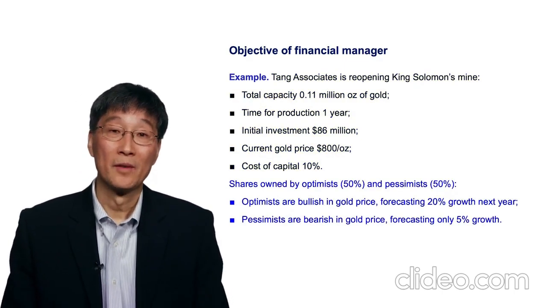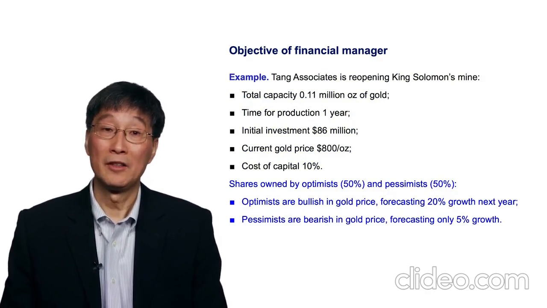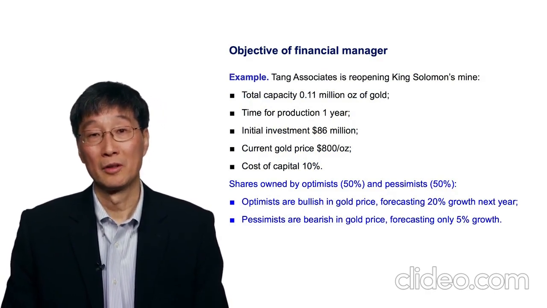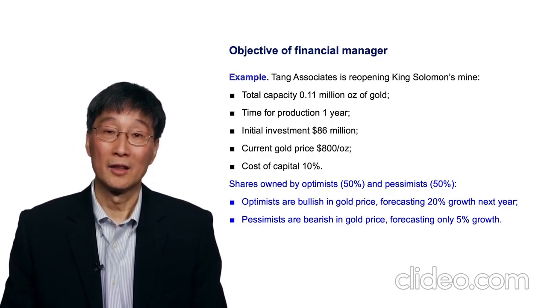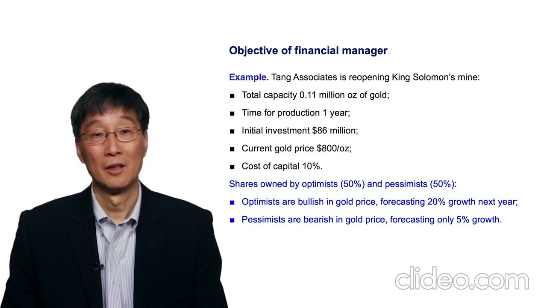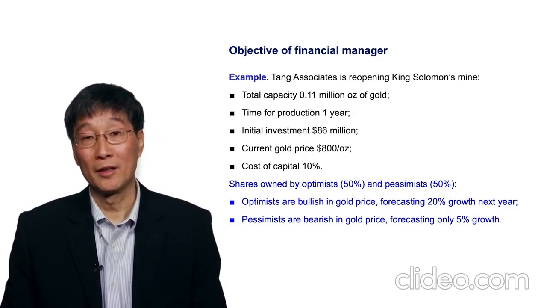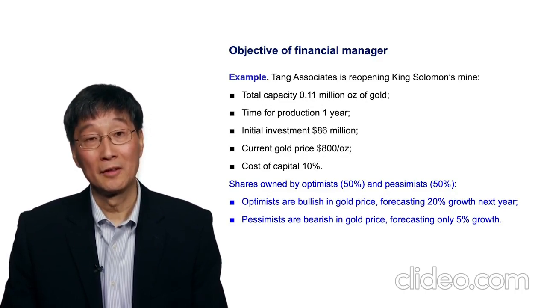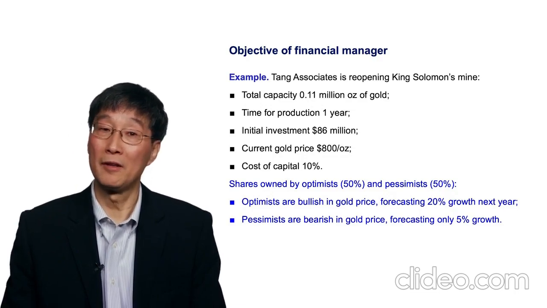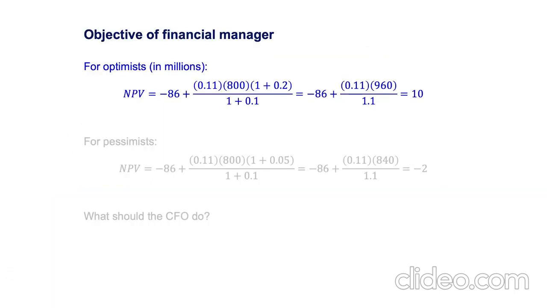In addition, the current shareholders are evenly split into two groups: optimists who are bullish on gold prices and pessimists who are bearish. In particular, optimists expect the gold price to increase 20% next year. Pessimists expect the gold price to increase only 5%. Given the difference in their views, the two groups of shareholders may not agree on what the firm should do.